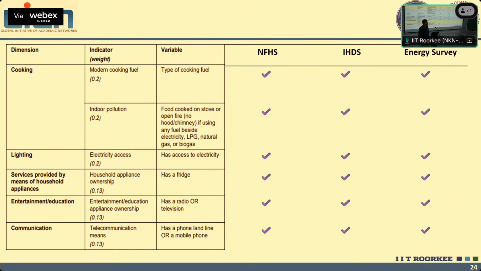What is the primary source of energy? There's a theory, no? Energy stacking theory. Energy stacking theory says that we can't completely move away from unclean fuel. However, what is our main source of energy? That matters.